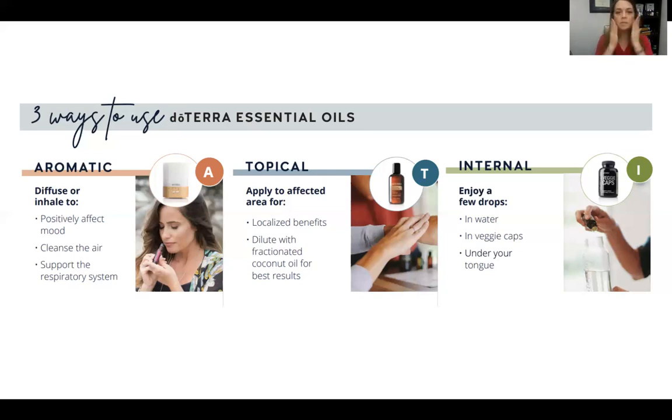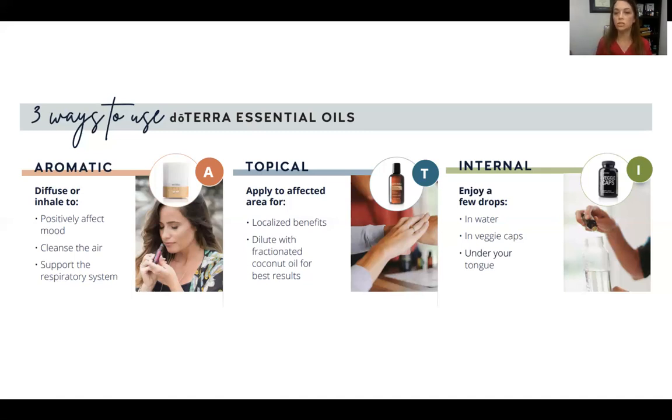So you wouldn't want to be putting wild orange on your face and then going out into the sun because you can get either a sensitivity or a rash or even a burn. So all citrus oils, that's your number one safety tip, is to be applied either under clothing or on the bottoms of your feet if you're going out into the sun, or you just use them at night. And then we move on to internal.